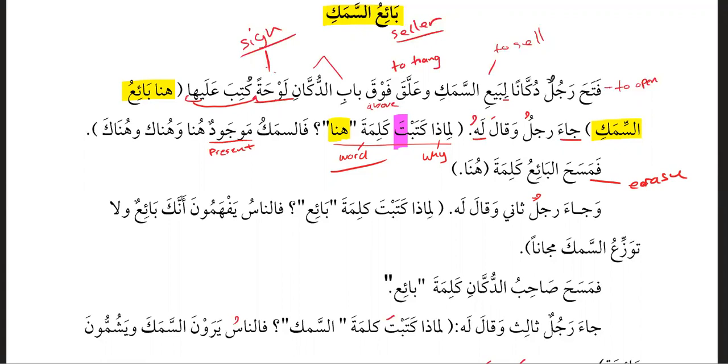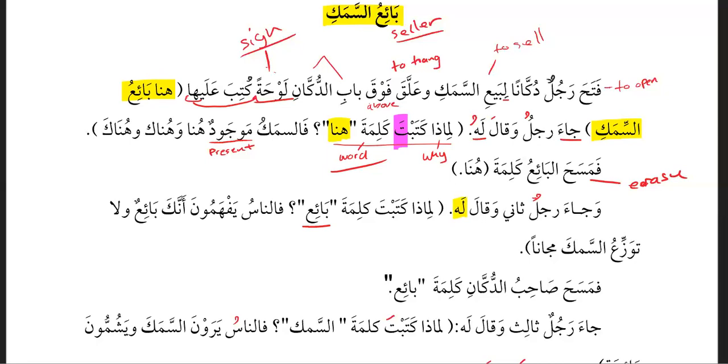So what's left on the sign? بَائِعُ السَّمَكِ, بائع السمك, fish seller. نعم. جيد. Are you with us, Azan? Yes. نعم. جاء رجل وجاء رجل ثاني وقال له. ما معنى هذا؟ And so a second man came and he said to him, لماذا كتبت كلمة بائع؟ Why have you written the word بائع?